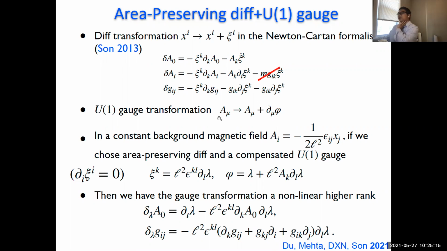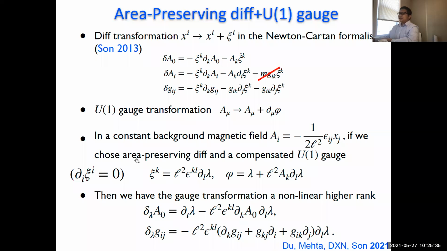And of course, you also know the gauge transformation, A_mu transforms this way. We define here the parameter of the gauge transformation. So in the constant background magnetic field, we choose the symmetric gauge, so that the A_i have this form explicitly, where l is again the magnetic length.